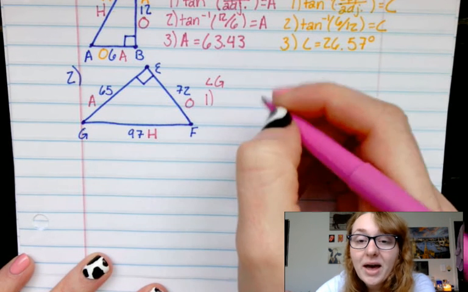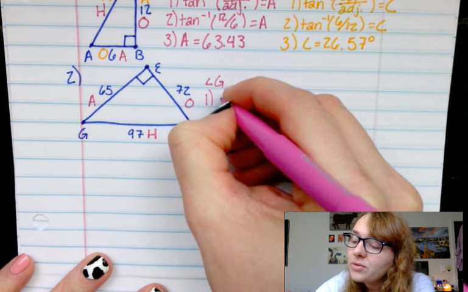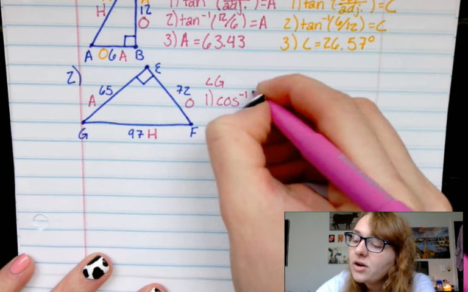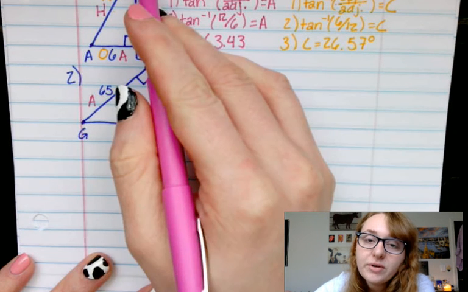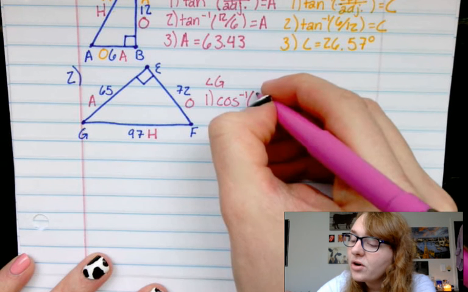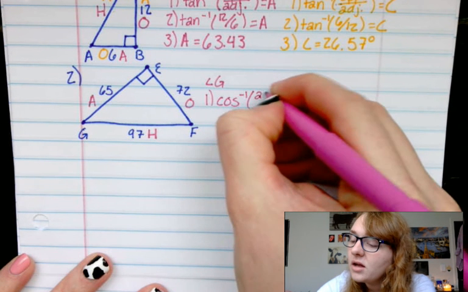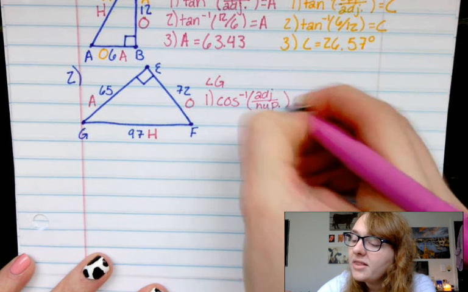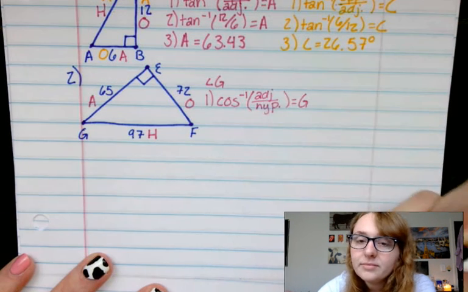So first we're going to go ahead and set up. So we have our trig function of cosine inverse, and then our ratio. And our cosine ratio is adjacent over hypotenuse. So we have our adjacent side over our hypotenuse. And that's going to give us angle G.